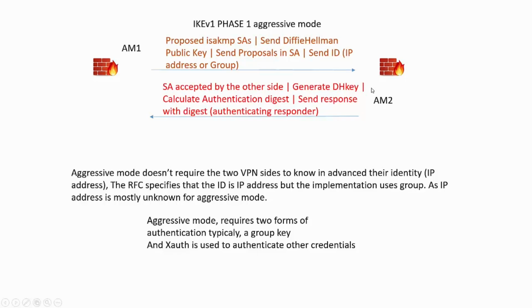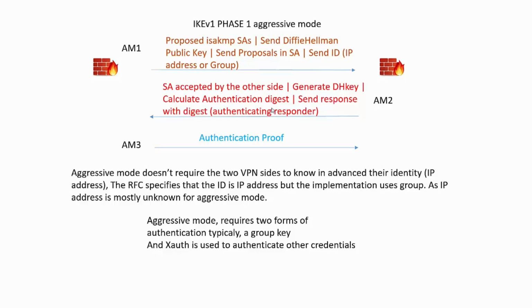The initiator would send an authentication proof, which basically is the group ID or key used in a hash function that validates the initiator to the responder. Aggressive mode doesn't require the firewall to know the IP addresses of the connecting clients in advance. That's the whole premise behind the aggressive mode. But the implementation of aggressive mode typically uses a group ID or group name to look up the pre-shared key. And that's what typically you would see in the implementation.